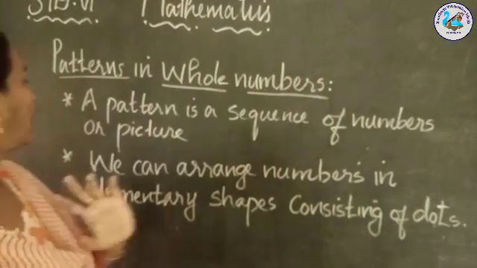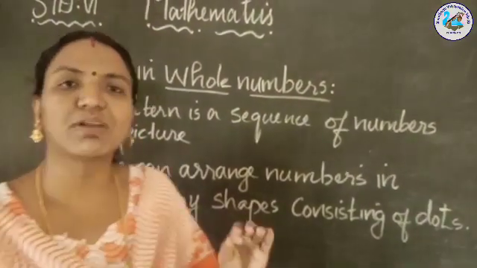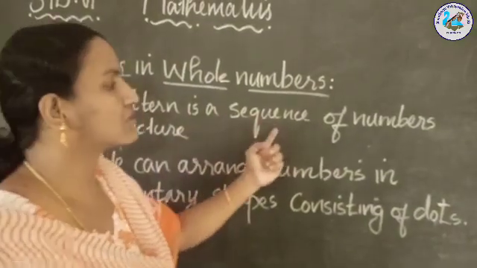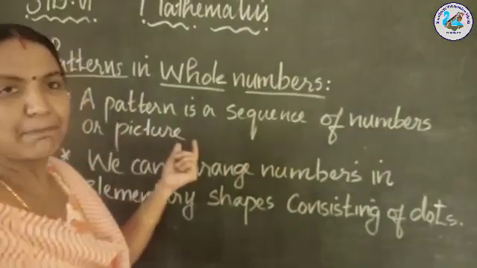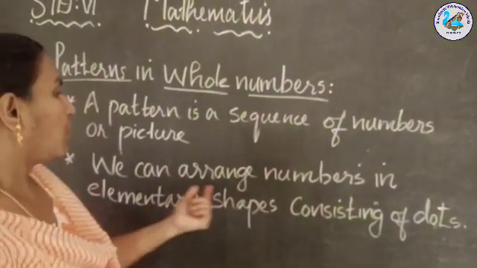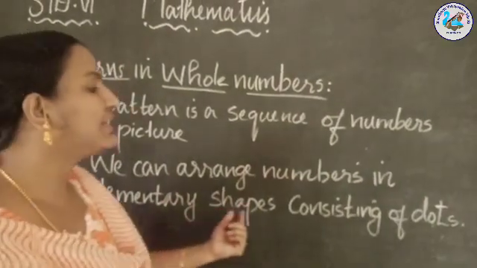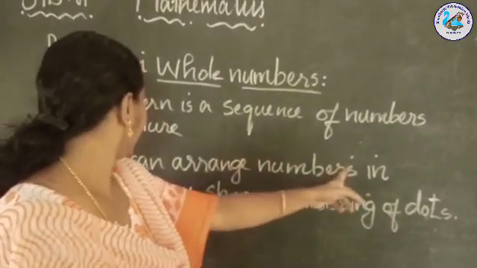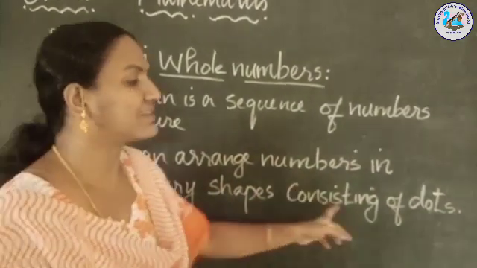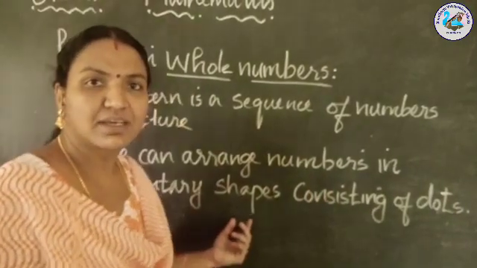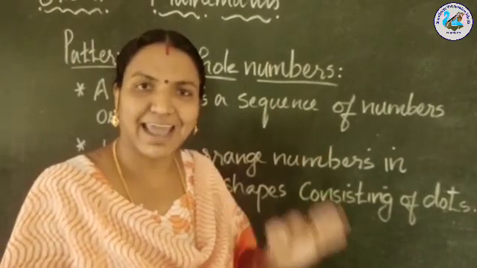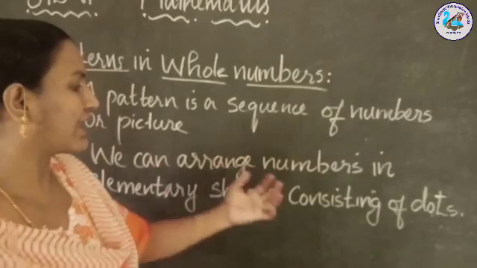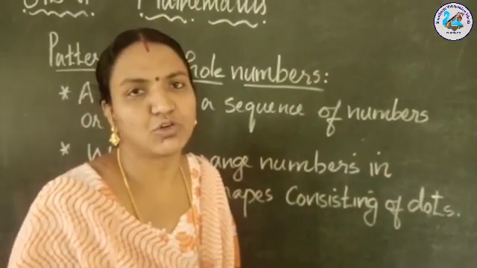A pattern is a sequence of numbers or pictures. We can arrange numbers in elementary shapes consisting of dots. What are elementary shapes? Elementary shapes means line, triangle, square, rectangle, etc. So we have to arrange these shapes consisting of dots.